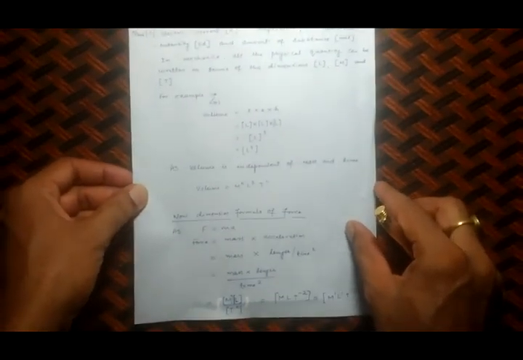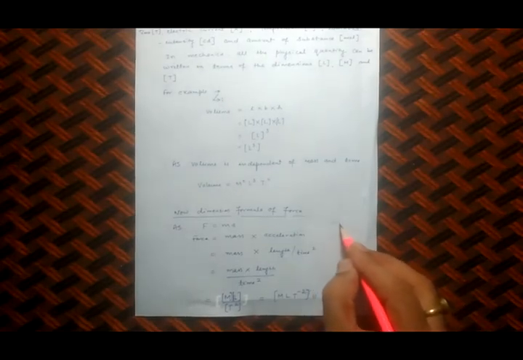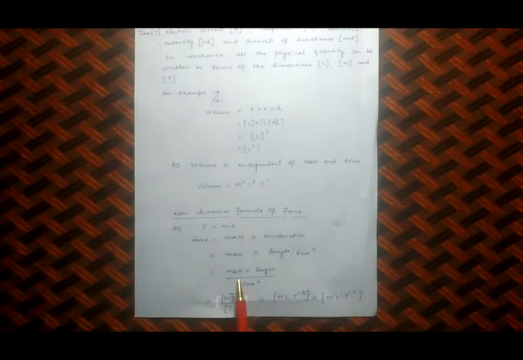Now the dimensional formula of force. As F is equal to ma, force is equal to mass into acceleration, and what is acceleration? Length upon time square, because the SI unit of acceleration is meter per second square. For meter, that is length, second, that is time. So dimensions L and T. So mass into length upon time square. So M for mass, L for length, and time square T square.